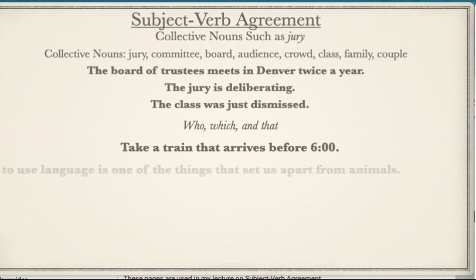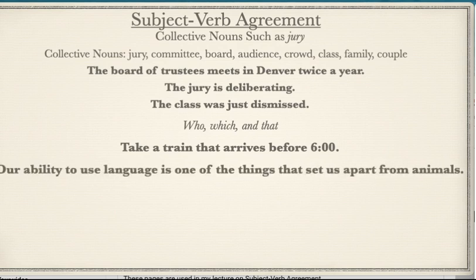Here's another example. Our ability to use language is one of the things that sets us apart from animals. The antecedent to the relative pronoun that is what? Things. Okay, things. We wouldn't say things that sets us apart, rather we'd say correctly things that set us apart.